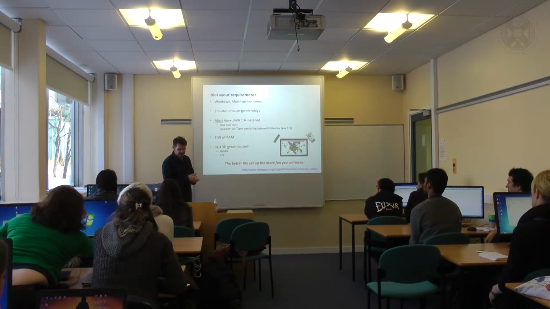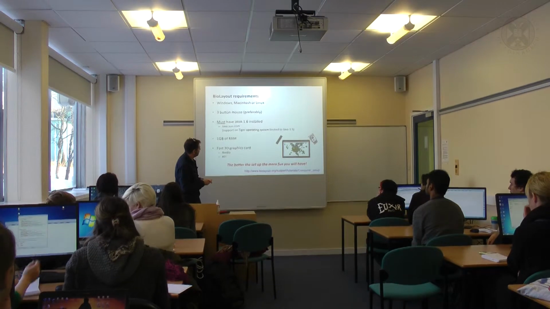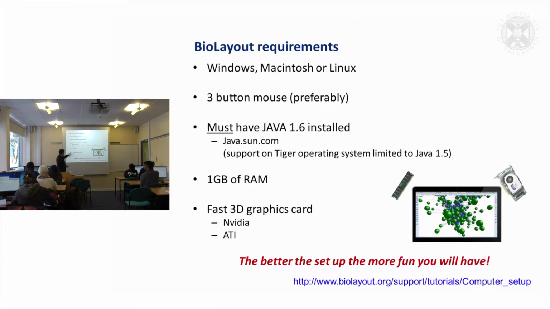Okay, so there are certain things that you must have. You must have at least Java 1.6. Again, most things are. It needs a bit of memory, so when you take in data, it takes it into memory, it calculates a correlation matrix, it calculates a graph. All of those are held in memory. So if you've got big data sets, then it's carrying a lot on your RAM. And a good graphics card. And of course, I think I mentioned a 3-button mouse.